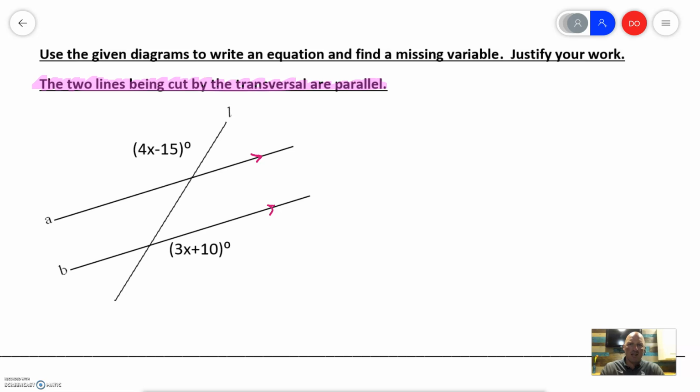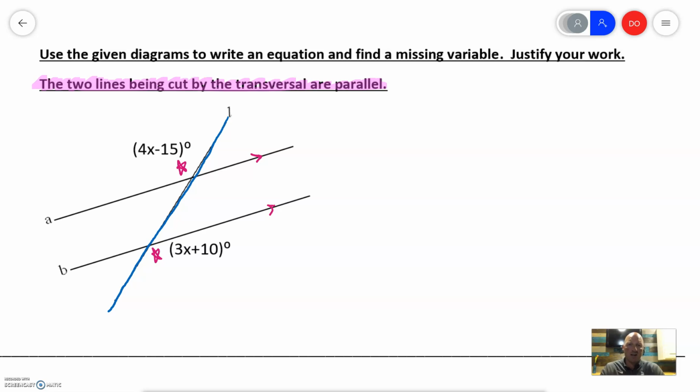So what I want to do is identify what types of angles we see. And if we know what types of angles they are, then we can say a relationship about them, whether they're congruent, whether they're supplementary. So let's look at the angles. I have this angle right here and this angle right here. Notice how those are on alternating sides of the transversal, and they're on the exterior of the parallel lines. So you need to ask yourself what's true about alternate exterior angles.